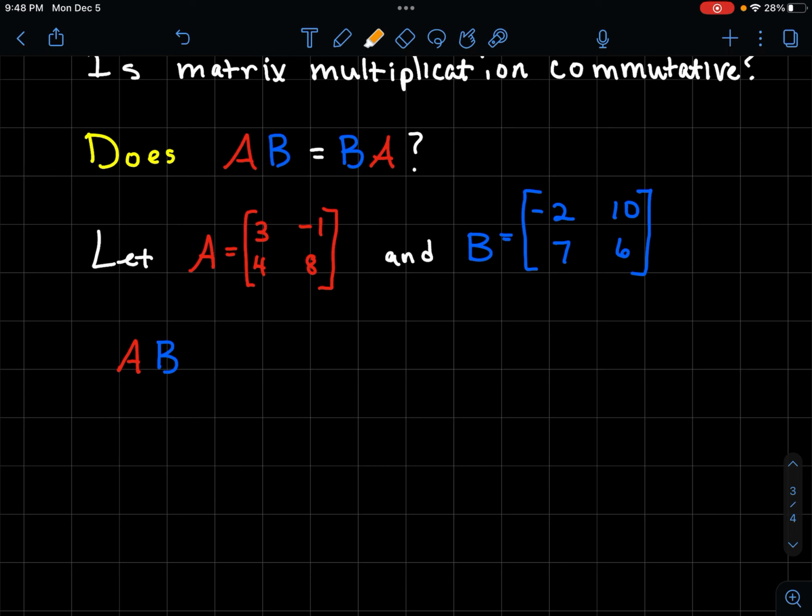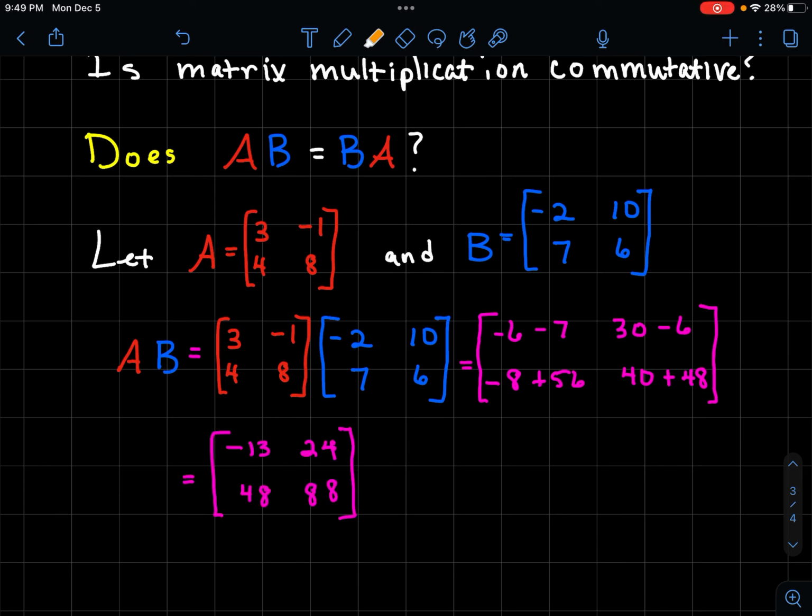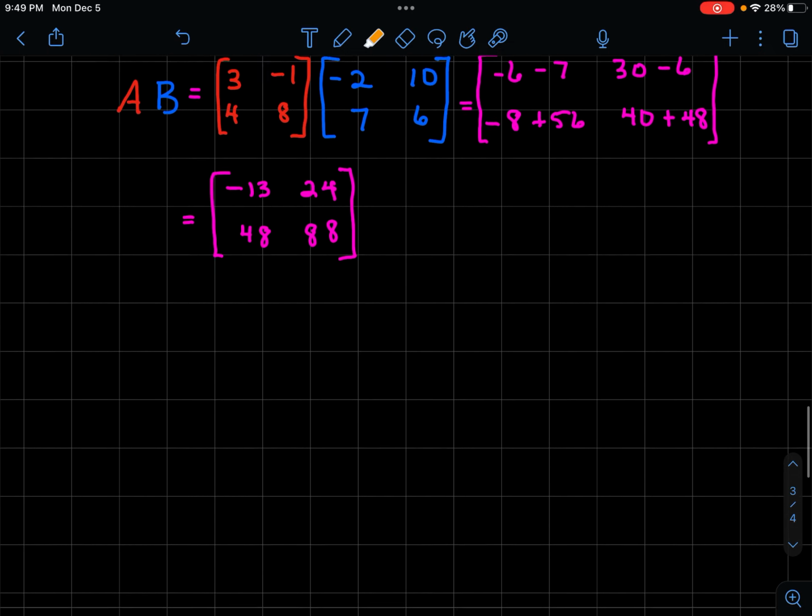Let's go ahead and multiply these out. Let's start with A times B. That means the red matrix times the blue matrix. If we go through our matrix multiplication rules, we get negative 6 minus 7 in the top left, 30 minus 6 in the top right, negative 8 plus 56 in the bottom left, and 40 plus 48 in the bottom right. Combine, and this matrix turns out to give you negative 13, 48, 24, and 84. Let's save that and come back to it.